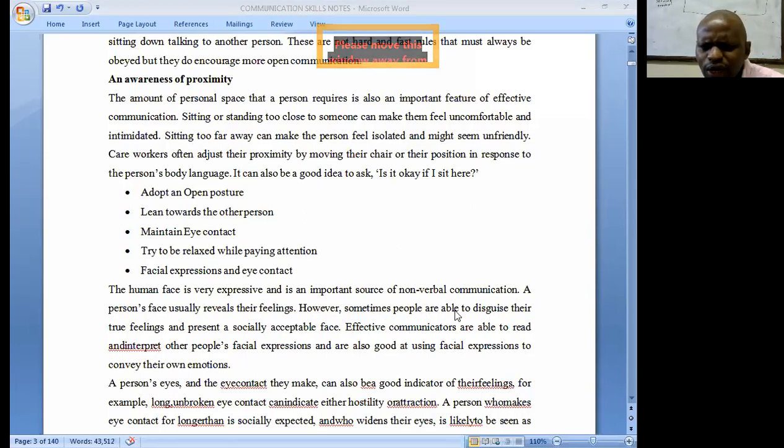However, sometimes people are able to disguise their true feelings and present a socially acceptable behavior. Some people are so cunning. When they are angry, they appear happy. When they are happy, they appear angry. So you cannot be able to know. So human beings are also very cunning. You can't tell how they feel.